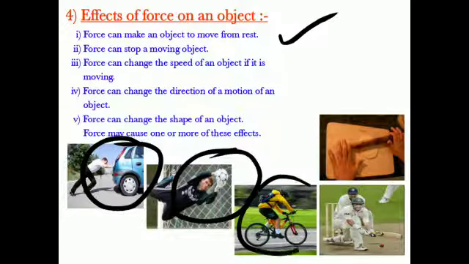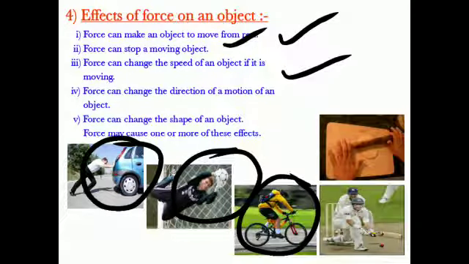Now in this third picture, what is he doing? He is applying a force. If he applies the force by his feet on the pedal fast, then the bicycle moves fast. If he applies the force slowly, then the bicycle moves slowly. So in this way, force can also change the speed of an object.